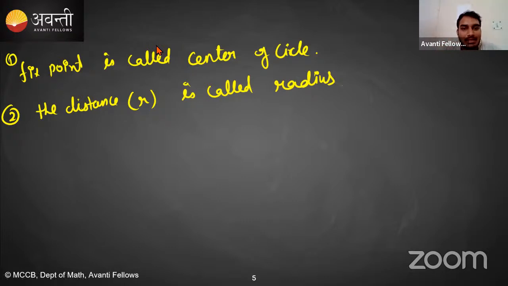Because if a circle has no center or radius, how will you draw the circle? Yes or no? To locate a circle, you just require two pieces of information. First is where is the center of the circle, and second is the distance, the radius of the circle. Is this clear, everyone?